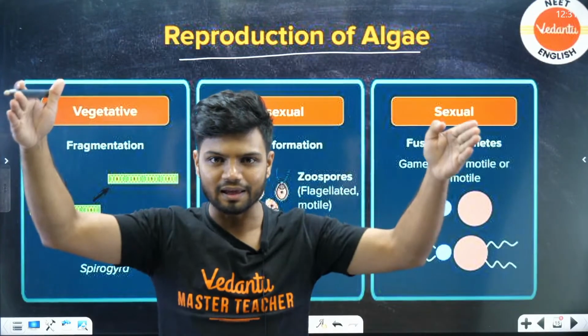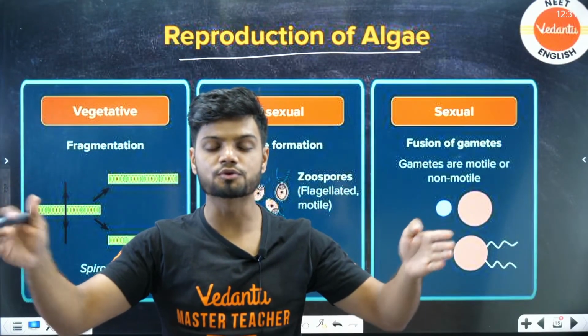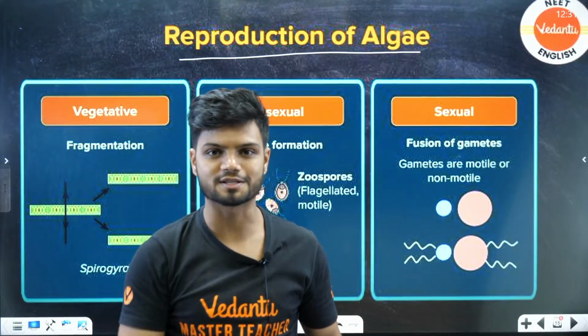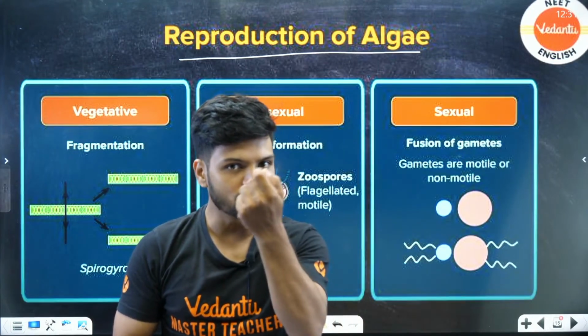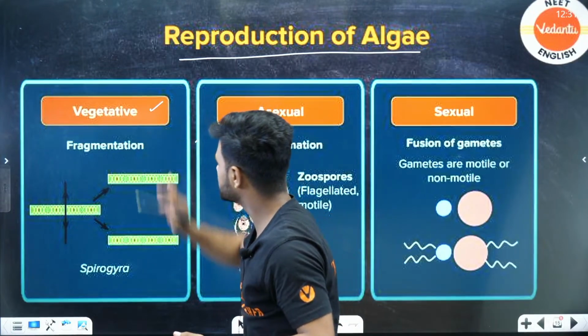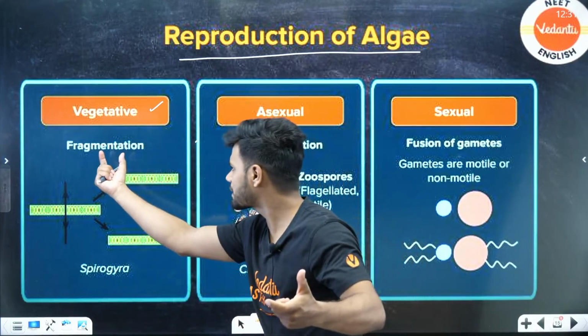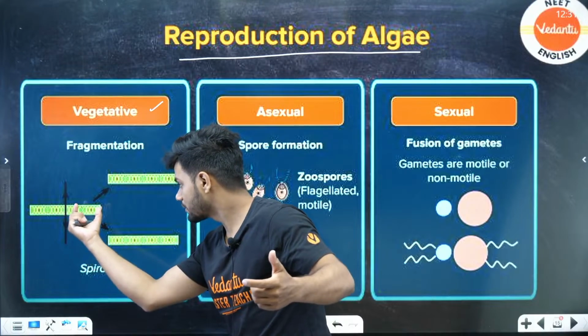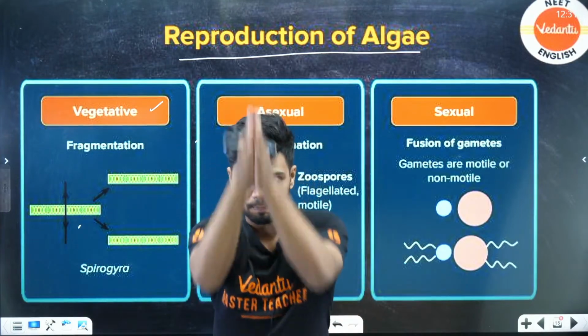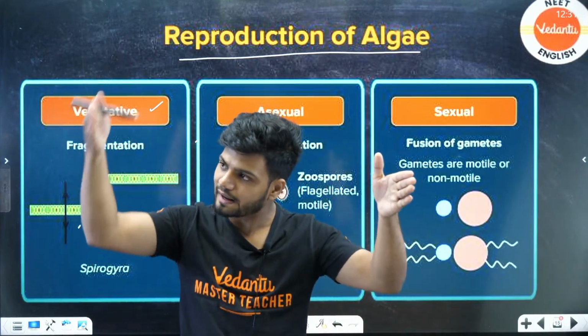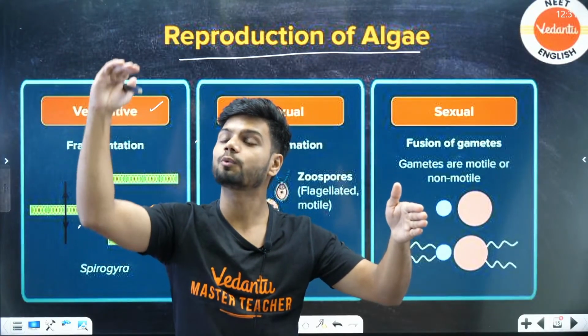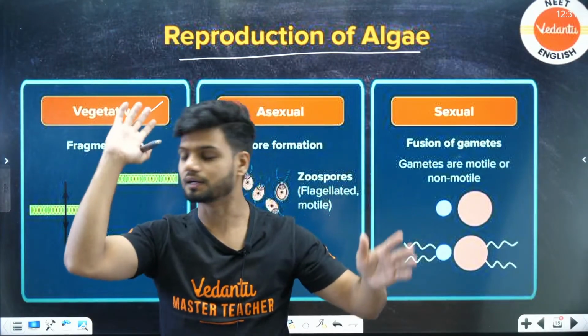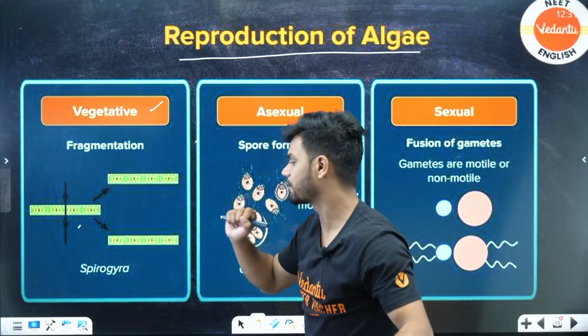Your entire algae can reproduce in three different methods. The first one is called your vegetative method, in which we have something called fragmentation, where one algae body will split into two, and each individual algae will grow into an adult. Example is Spirogyra.